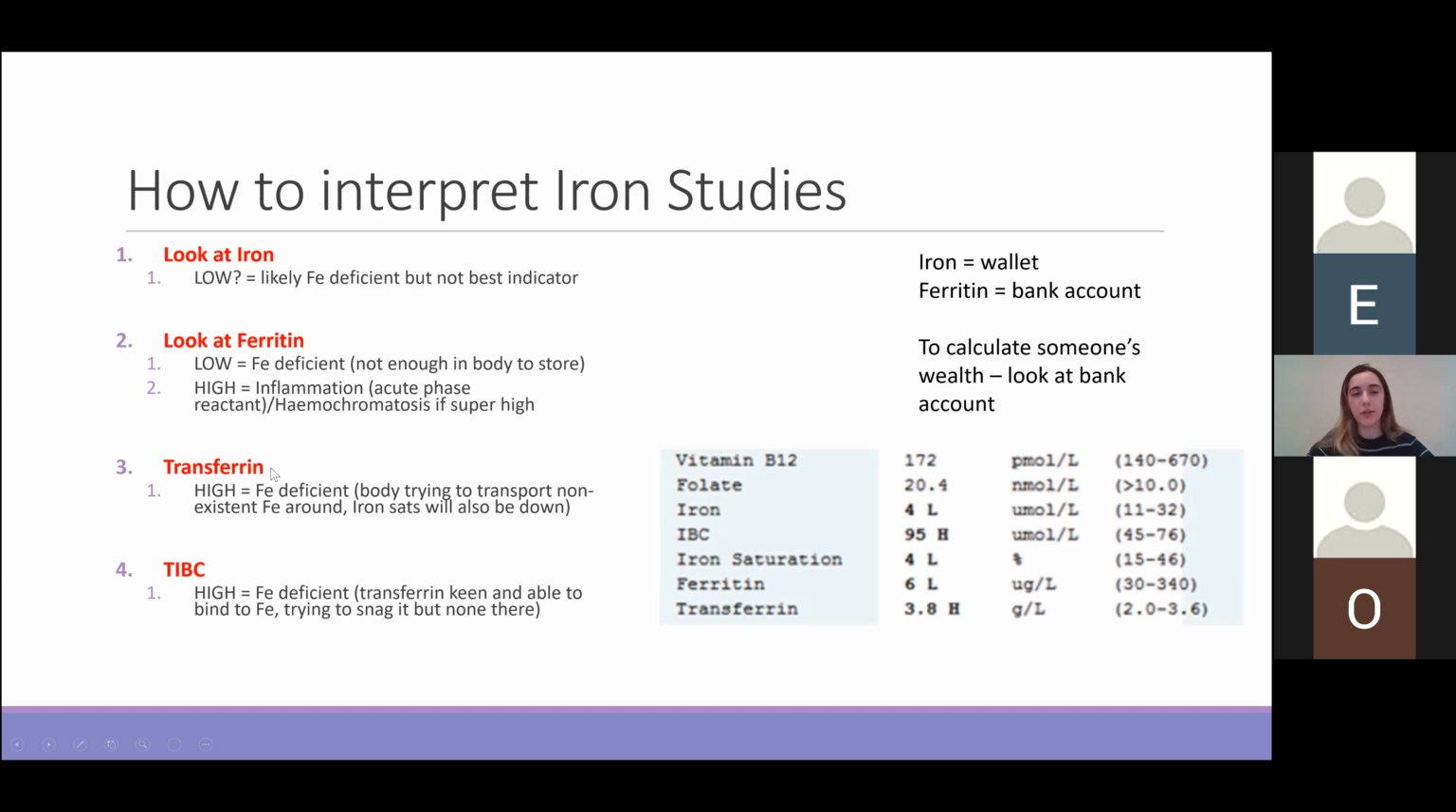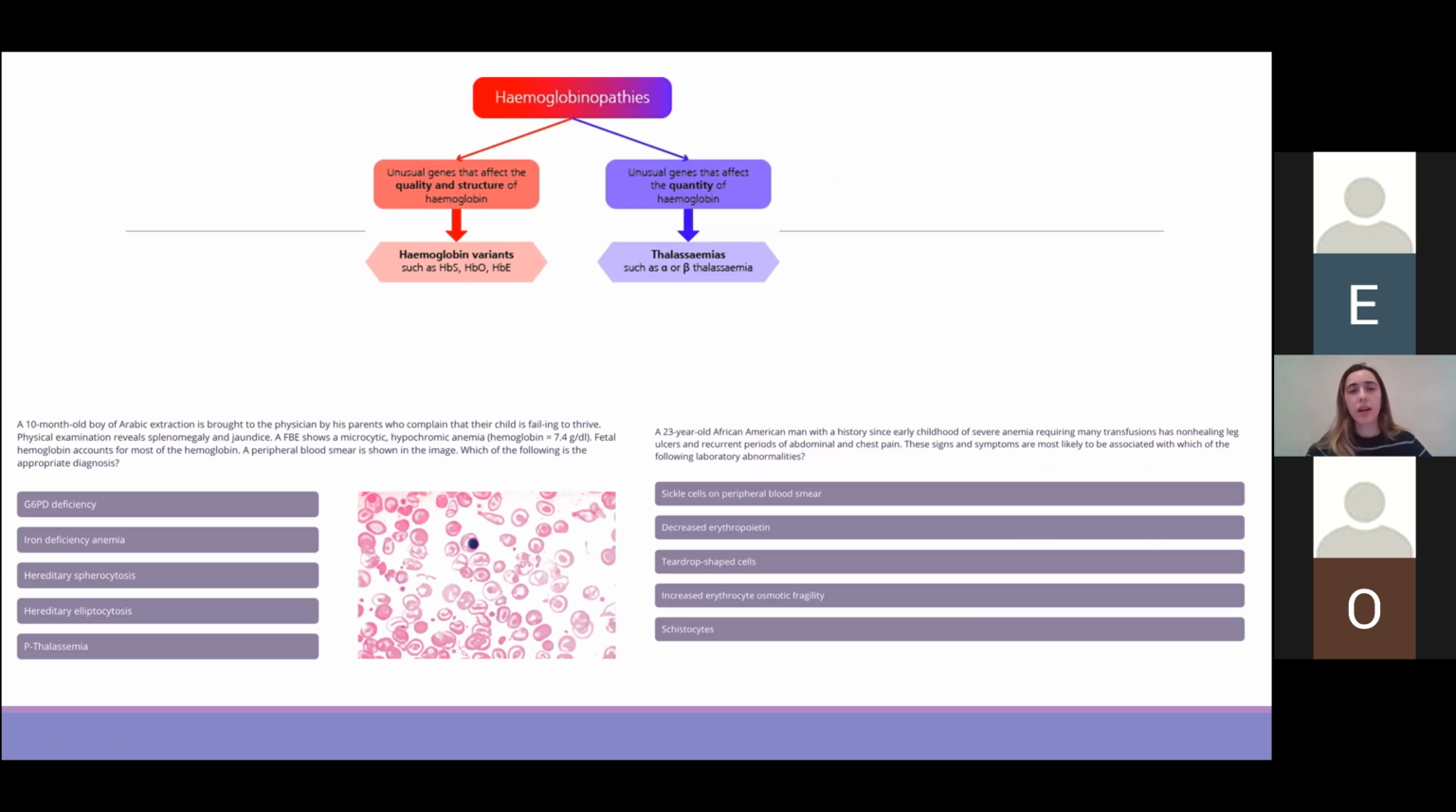Then you look at your transferrin, which is your iron transport molecule. If that is high, it's likely you're iron deficient because the body's trying to transport all this non-existent iron around. And so that's another indicator for iron deficiency. And then if your total iron binding capacity is high, then you're also likely to be iron deficient because the transferrin really wants to bind all this iron to send it everywhere, but there's actually none there to bind. So that's just a little step-by-step as to how to do that.